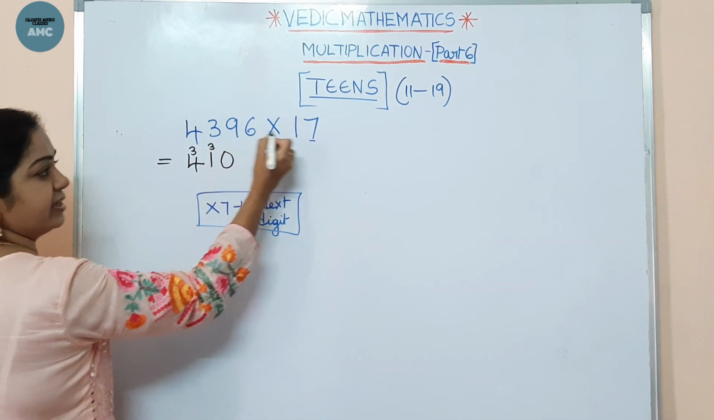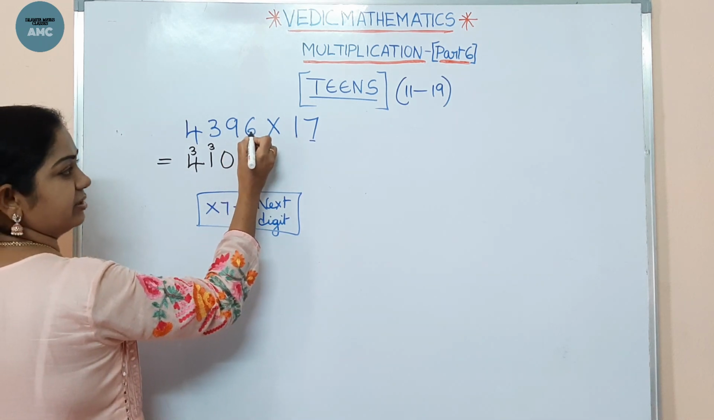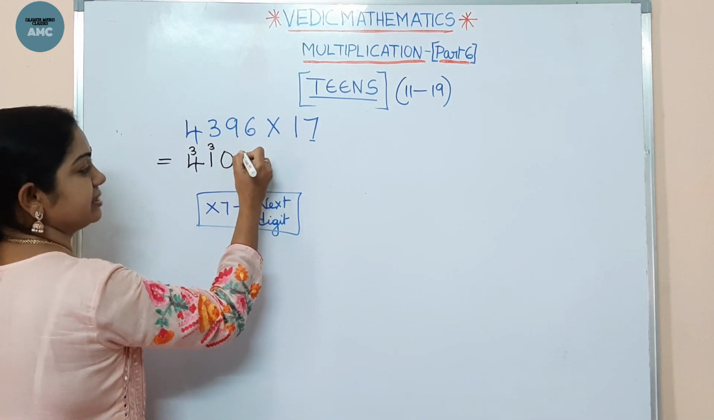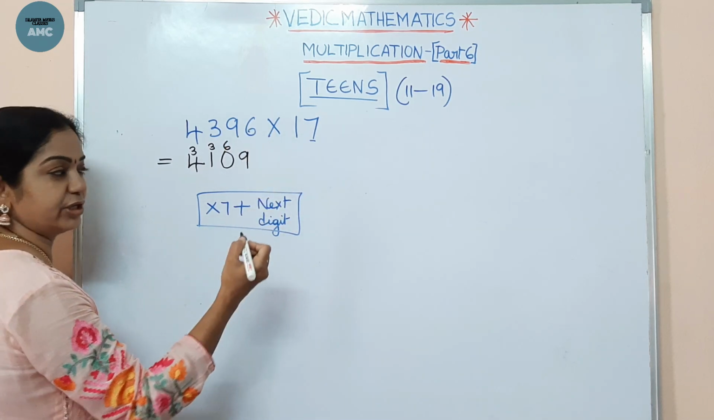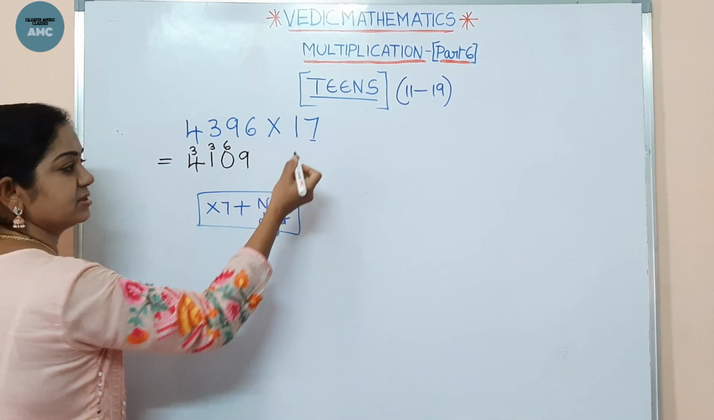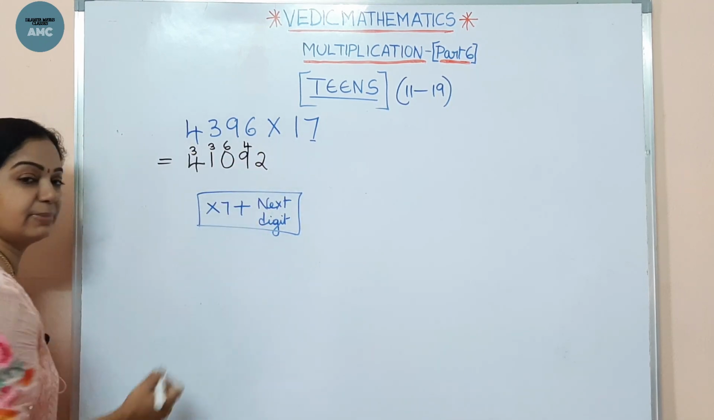Now 7 times 9 is 63, plus 6, that is 69. So 9 and 6. Now 7 times 6 is 42. There is no next digit. So 42. So 2 and 4. So there are big carryovers.